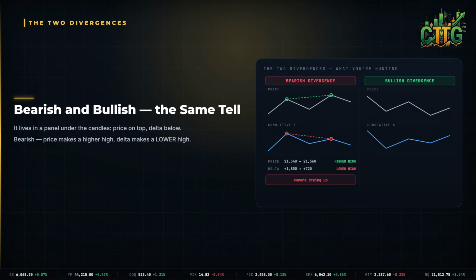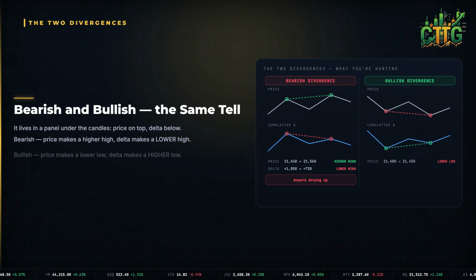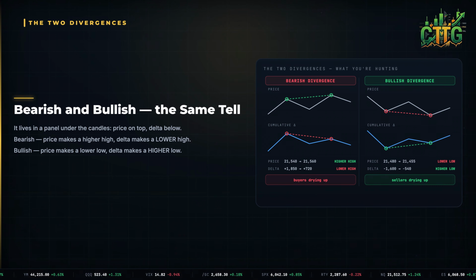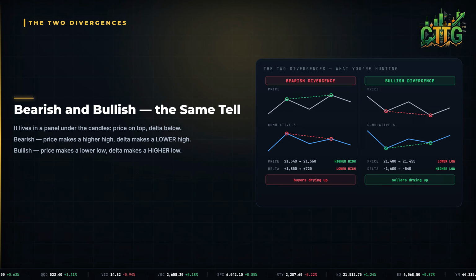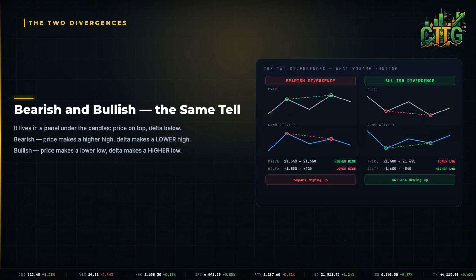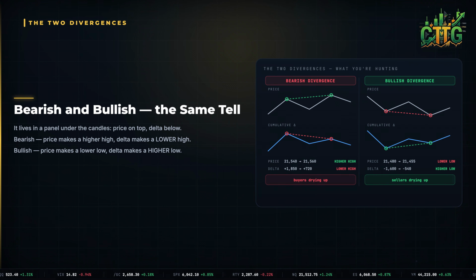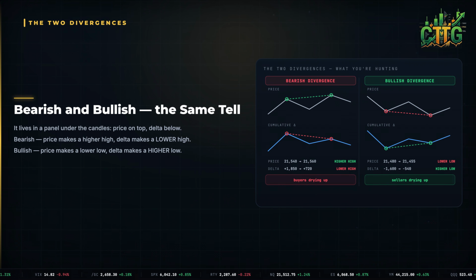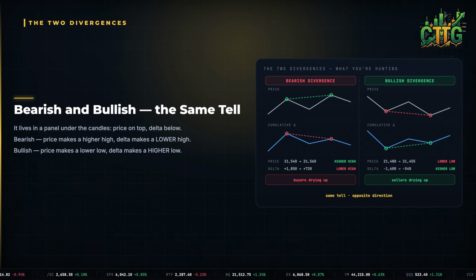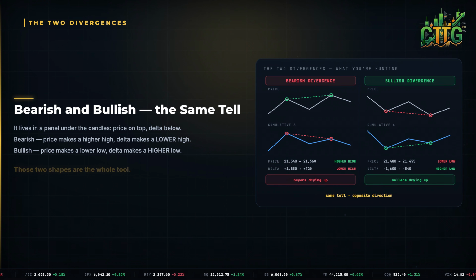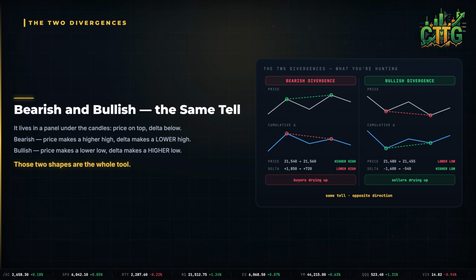The second is bullish, and it's the mirror image. Price breaks to a lower low, 21,455, down from 21,480, but delta puts in a higher low. Minus 1,600 on the first flush, only minus 540 on the second. The selling is drying up. Same tell, opposite direction. Learn those 2 shapes and you have the whole tool.